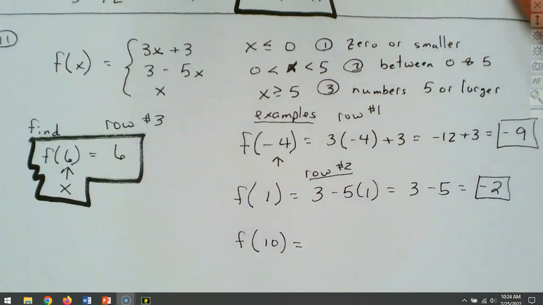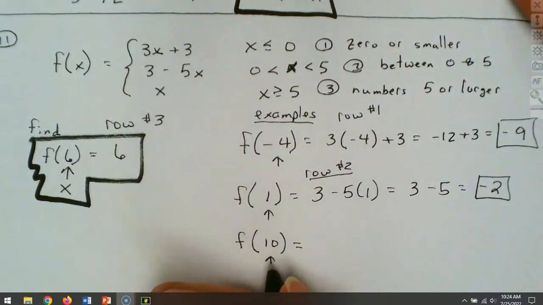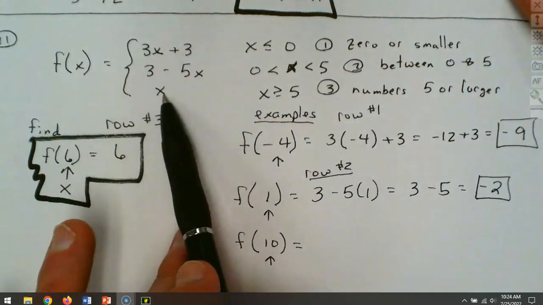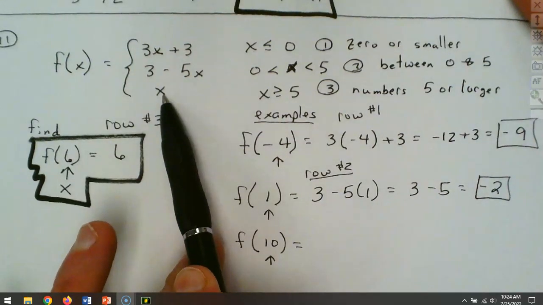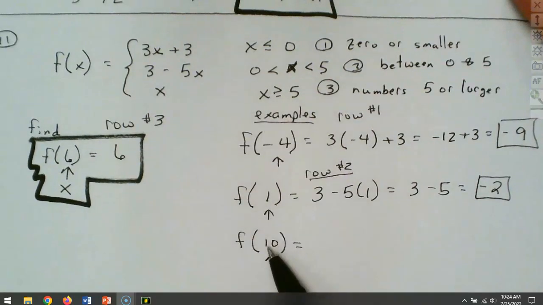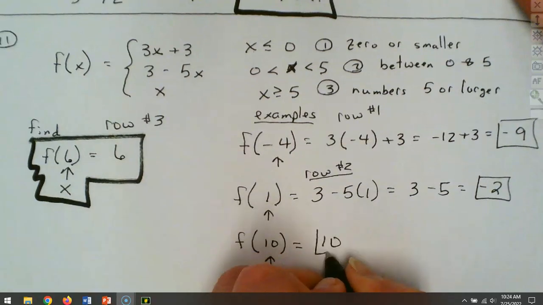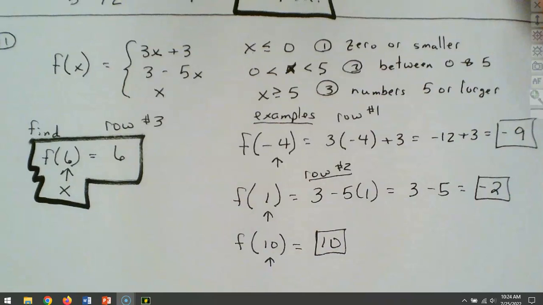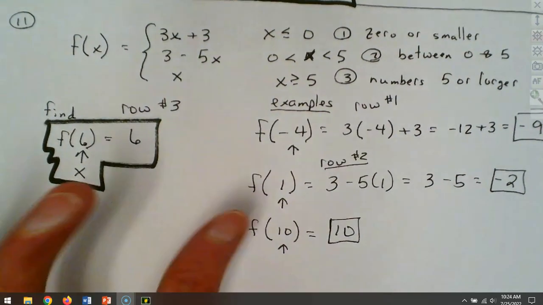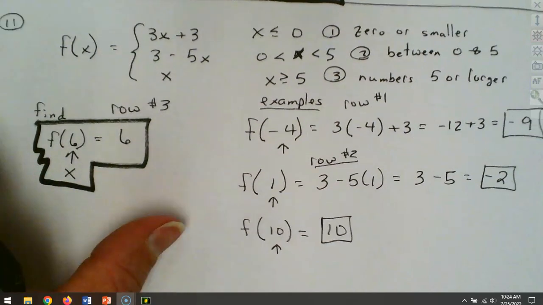And what about the last one? This again is our x value. Is our x value bigger than 5? Yes. What's our function? Simply x. So 10 is bigger than 5. So that means our answer is going to be simply what? Simply 10. So all we did was we figured out which row it fell under. And if it's just got an x here, that's just the number. So these are just examples.